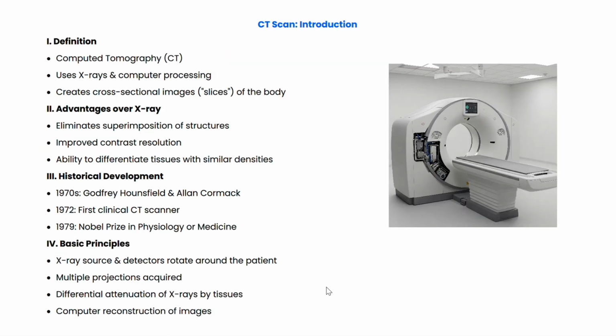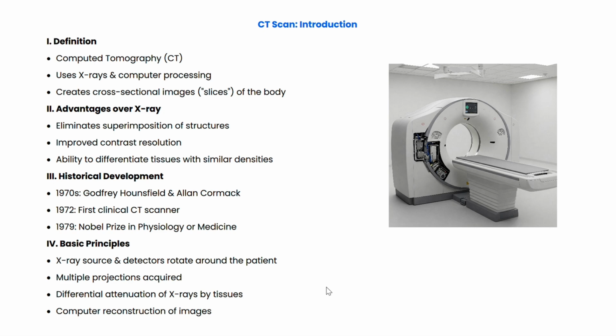Let's begin with the basics. Computed tomography, or CT, uses X-rays and computer processing to create detailed cross-sectional images of the body. These slices provide much more information than a traditional X-ray. Compared to conventional radiography, CT scans offer several advantages. A key one is the elimination of superimposition. In a regular X-ray, all structures are overlaid on each other, making it hard to see details.